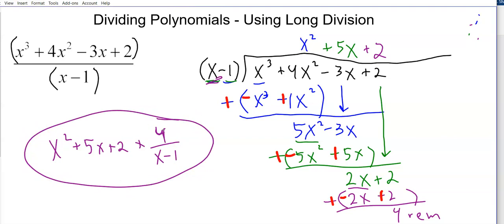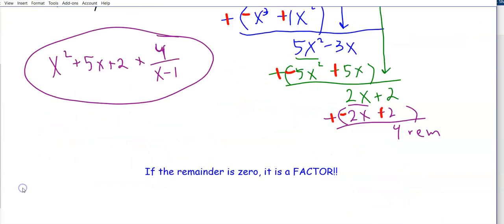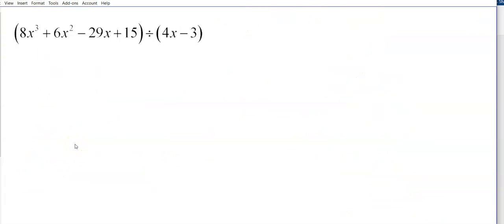So those two terms did not divide nicely into each other. Sometimes you'll have a remainder of 0, and if you did, you have found a factor. But that's not the case here. If the remainder is 0, it's a factor. This is not a factor. It doesn't divide nicely. I'm hopeful this next one's going to be a factor, so just kind of trust that it will be.